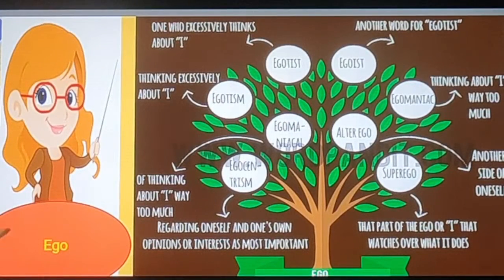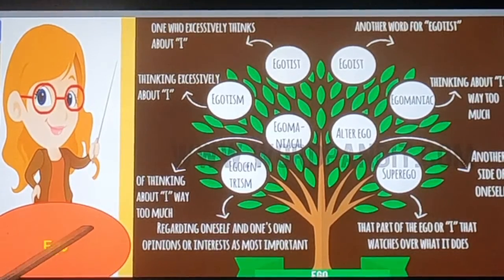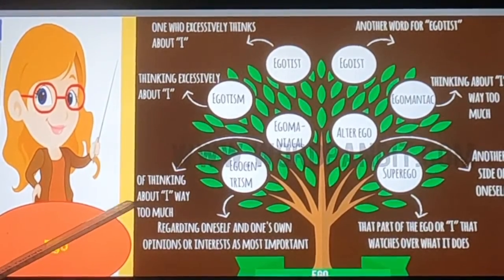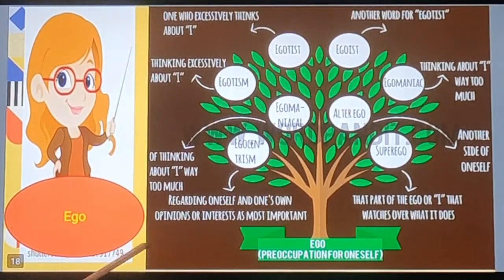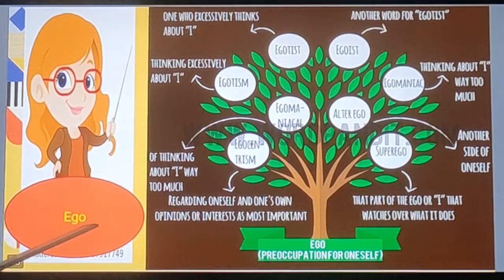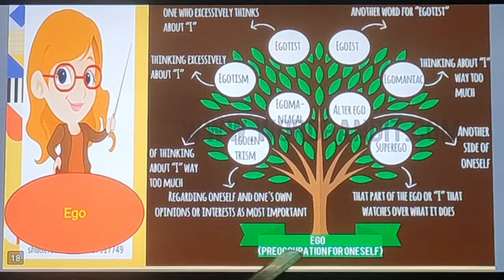Ego. Actually, this is not in the textbook, but I will just explain about this. Actually, this word is not in the textbook, but I will give this word from outside the textbook. Look at this once, ego. So ego. This root word is ego. Actually, what is the meaning of ego? Look at this.